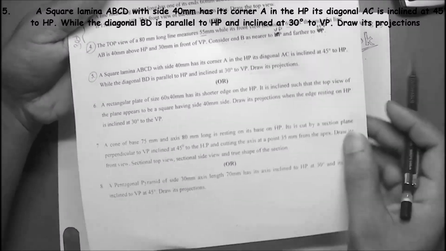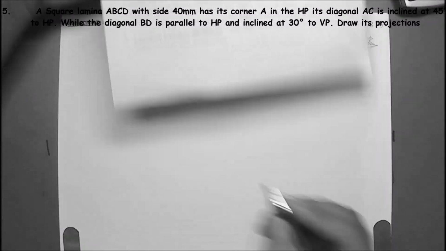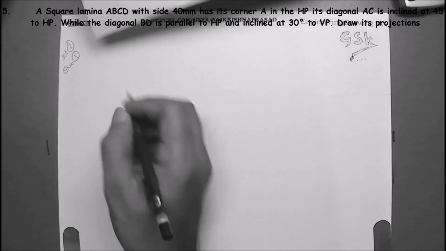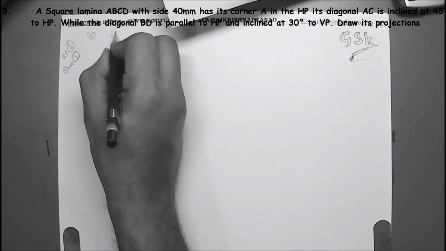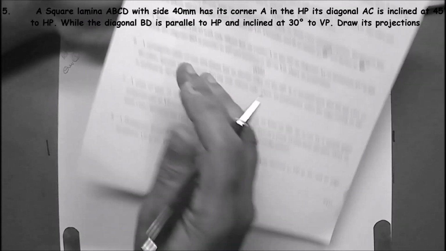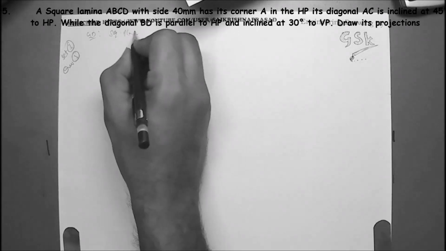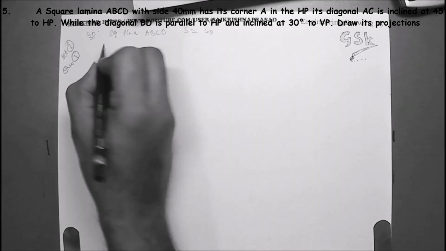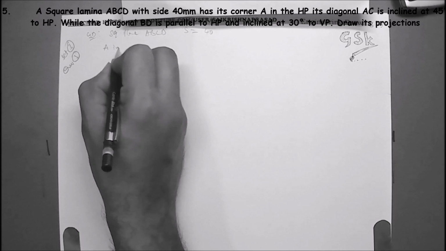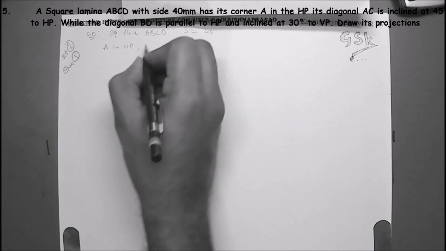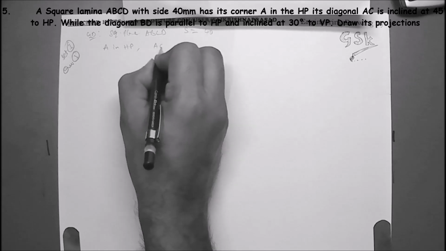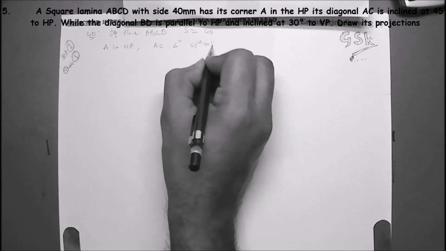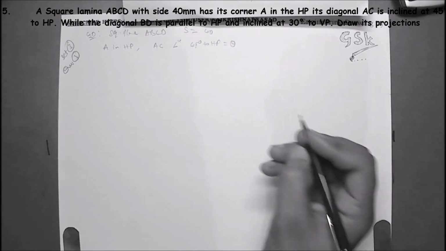Draw its projections. So let's write down the given data. This is set 3, question 5. Given data would be: square plane, lamina or plane, we can consider the same. Square plane ABCD, side is 40 mm. A is in HP and diagonal AC is 45 degrees to the HP, means this is theta, right?